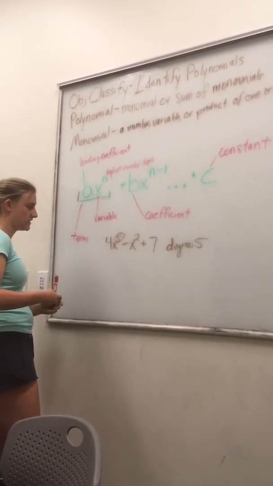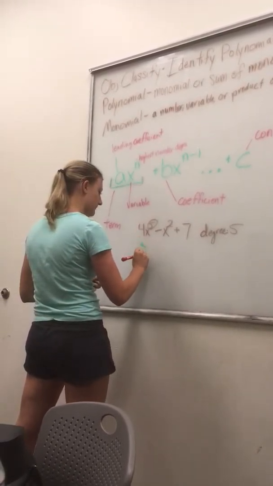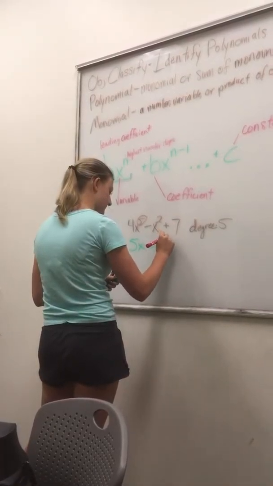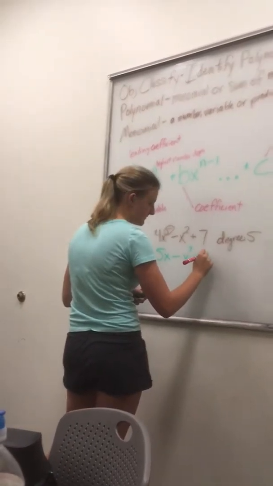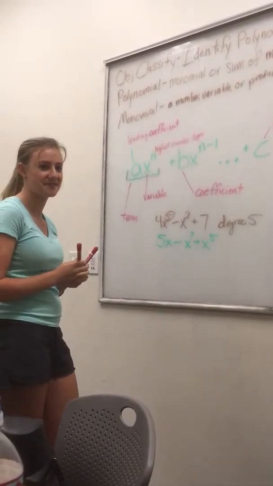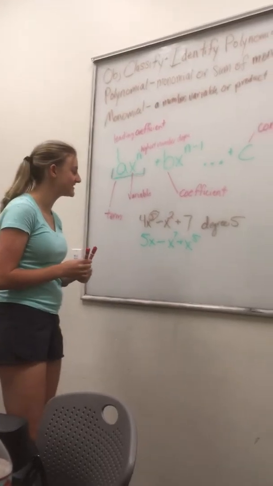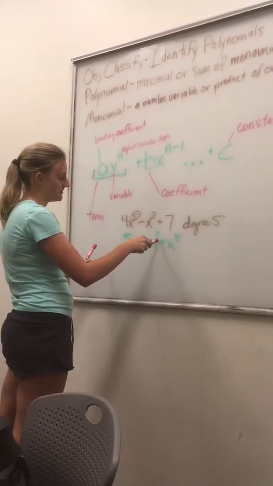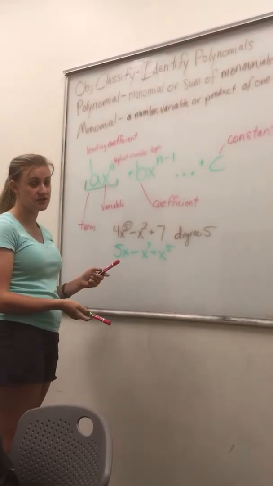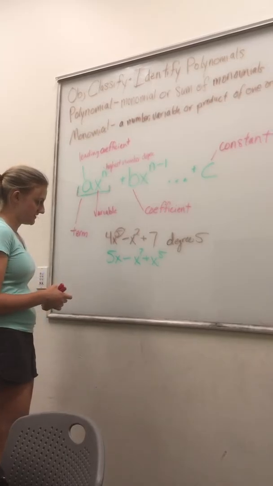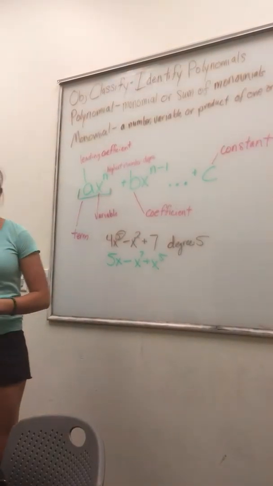For something like this one, the degree would be 7, because the largest degree is right here, and that's 7, and the leading coefficient would then be -1. So that concludes part 2.